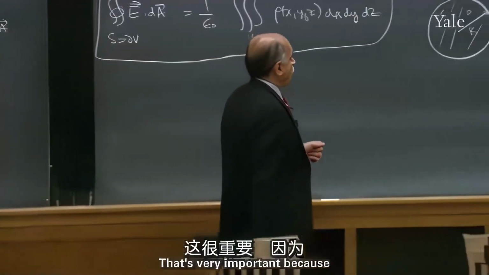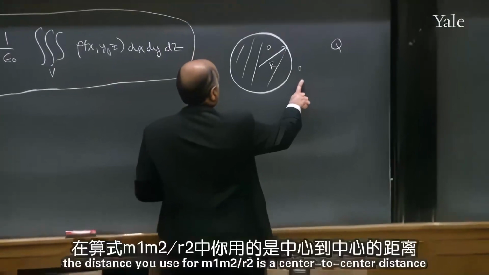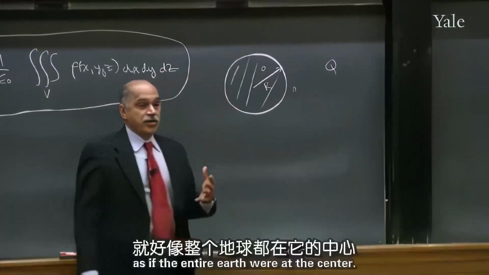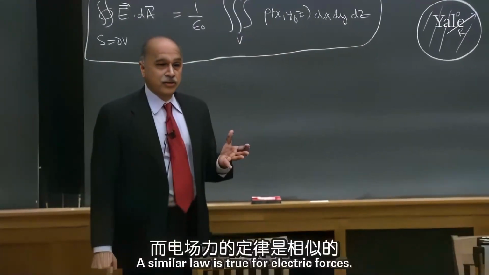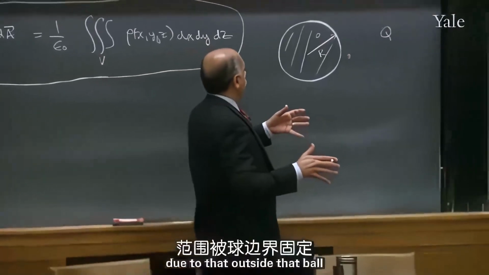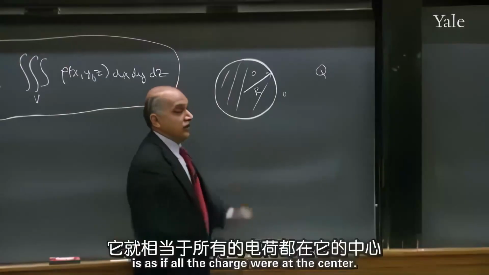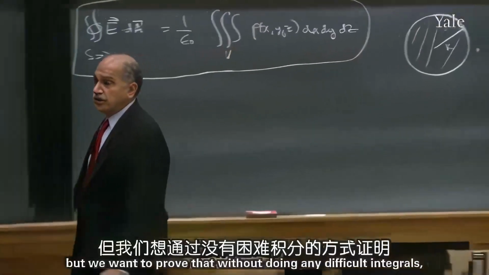That's very important because when you do the force law for apple versus the Earth, the distance you use for m1, m2 over r squared is the center-to-center distance, as if the entire Earth were at the center. A similar law is true for electric forces. In other words, if you've got a spherical distribution of charge, the field due to that outside that ball is as if all the charge were at the center. That's what we want to prove. But we want to prove that without doing any difficult integrals.